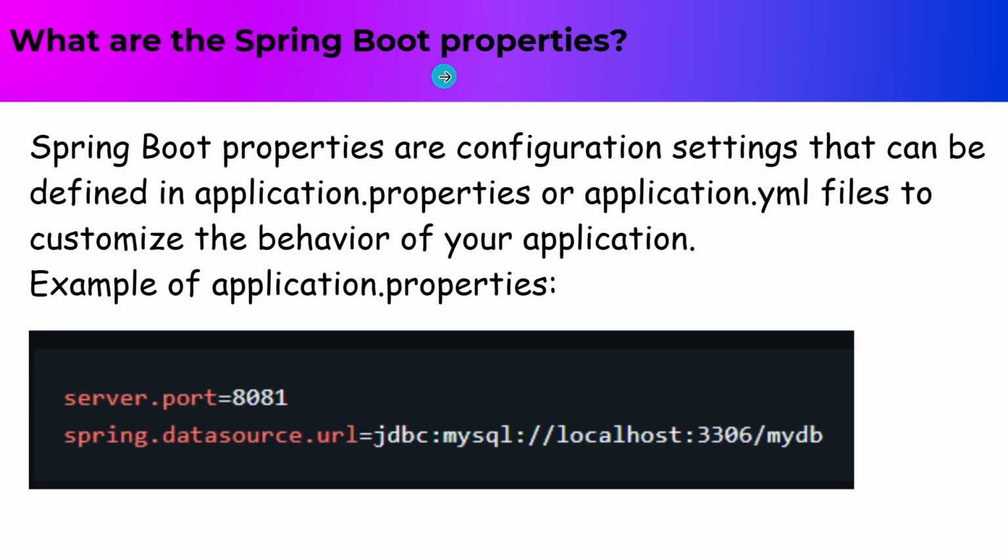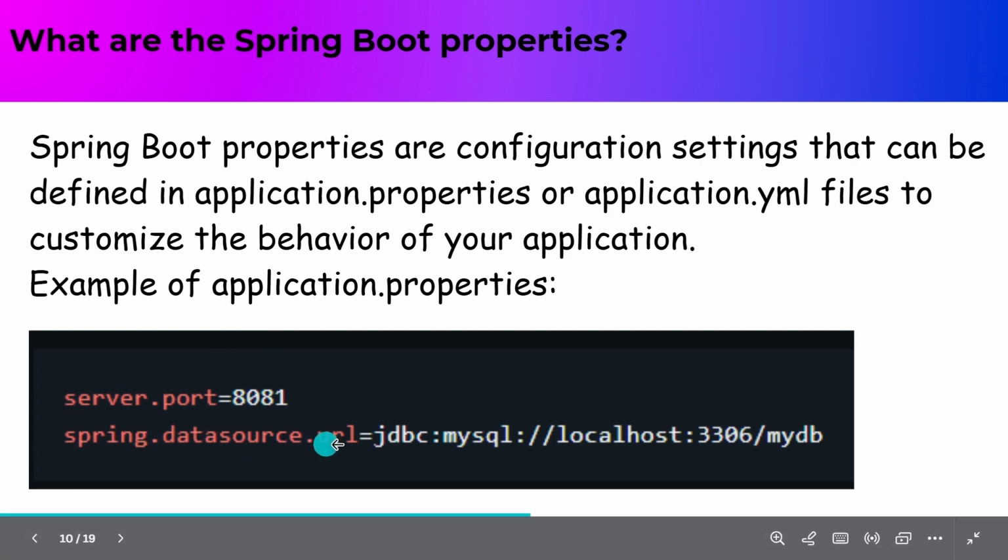What are Spring Boot properties? Spring Boot properties are configuration settings that can be defined in the application.properties or application.yml file to customize the behavior of your application. In simple terms, your application will run on port 8080 by default, but if in your system you already use 8080 for some other application, your application will not run. So in the application.properties or YML file, you can declare the port number explicitly.